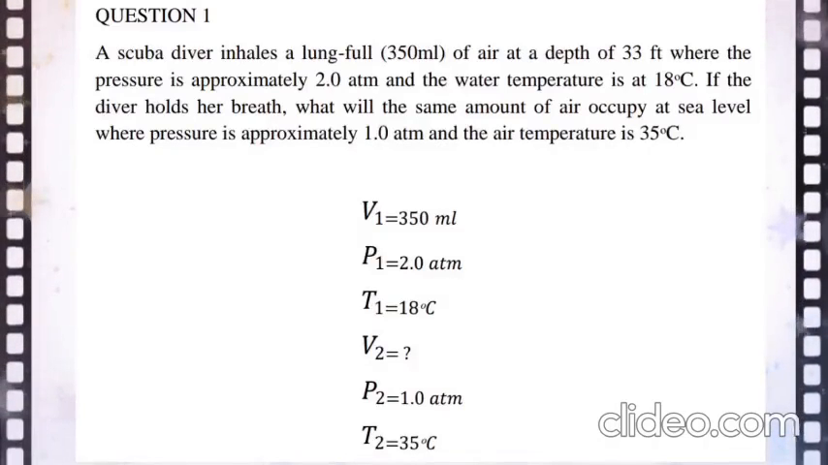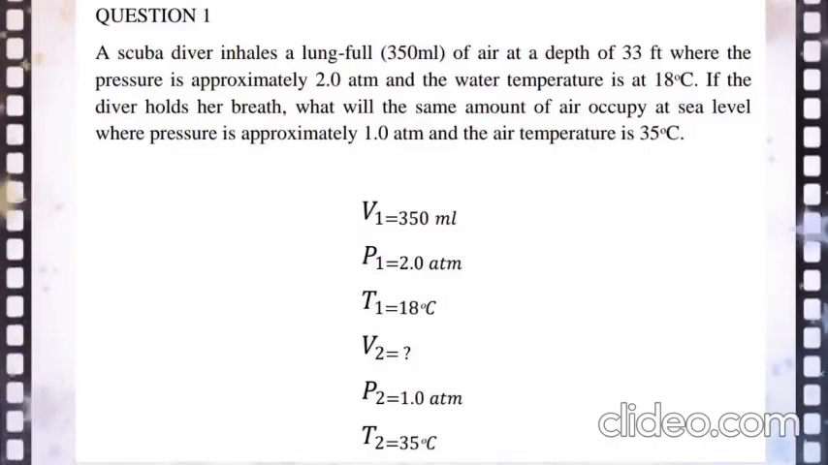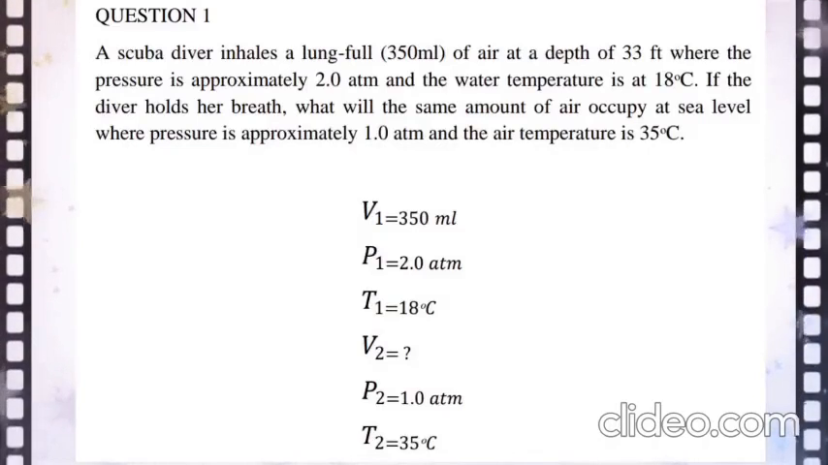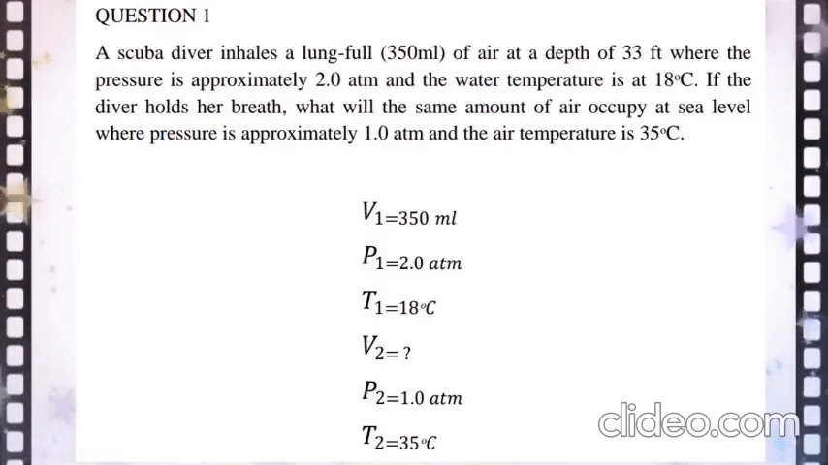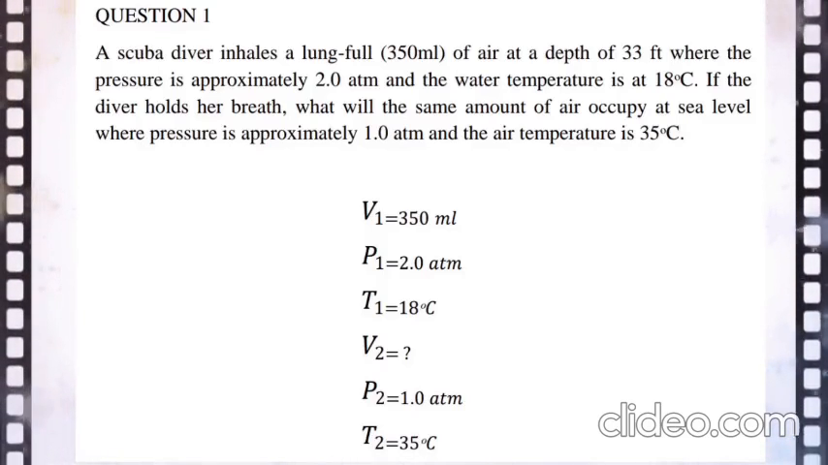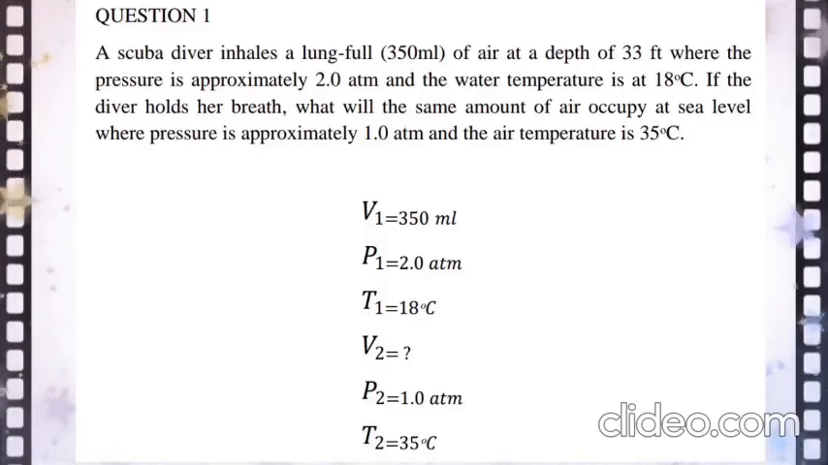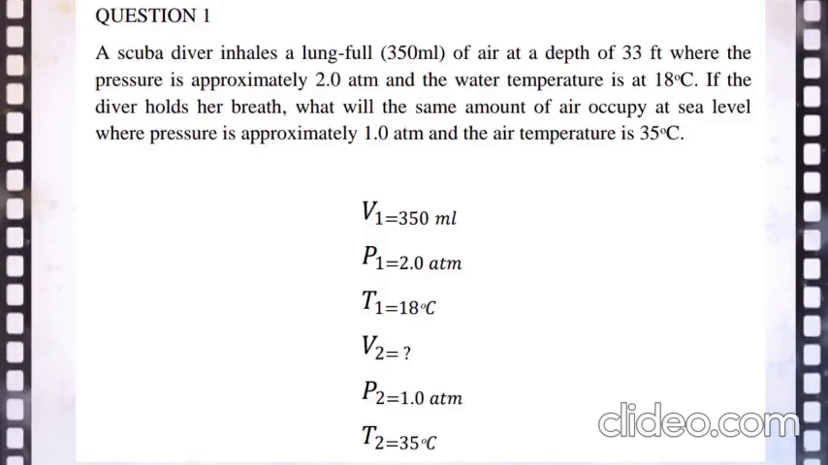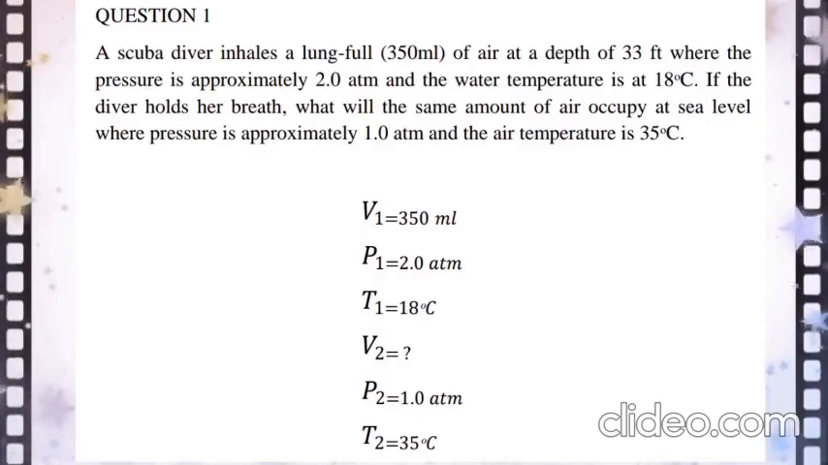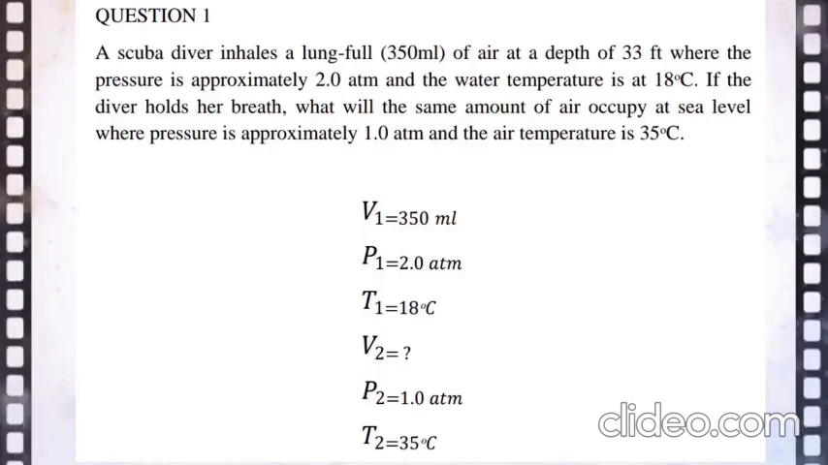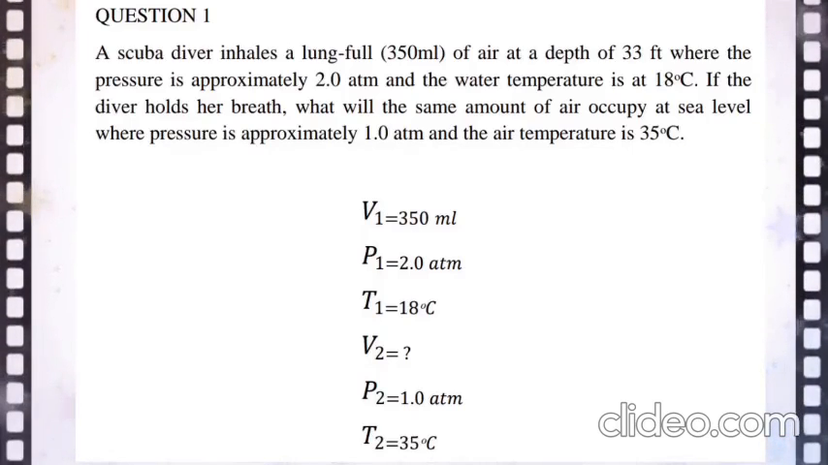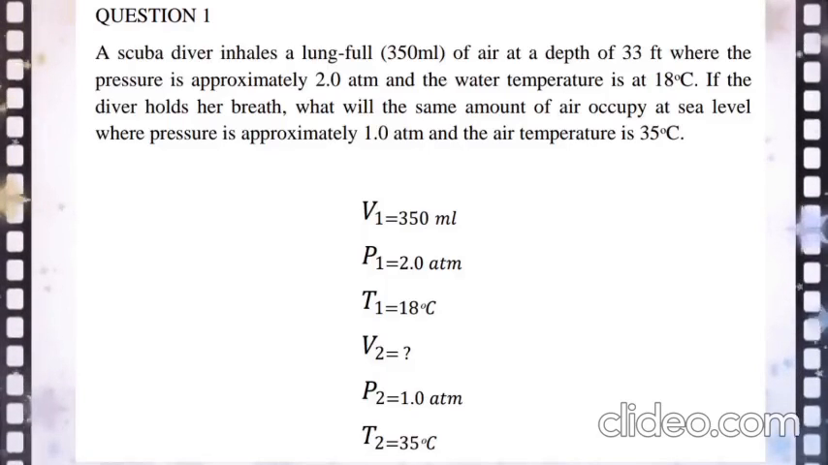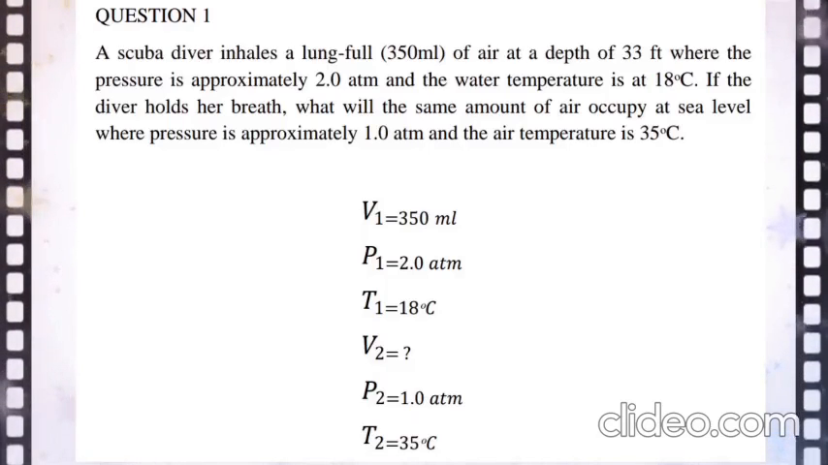Question 1. A scuba diver inhales a lungful, 350 milliliter of air at a depth of 33 feet, where the pressure is approximately 2.0 atm and the water temperature is at 18 degrees Celsius. If the diver holds her breath, what will the same amount of air occupy at sea level, where pressure is approximately 1.0 atm and the air temperature is 35 degrees Celsius?